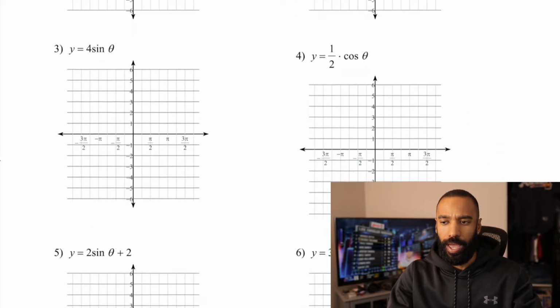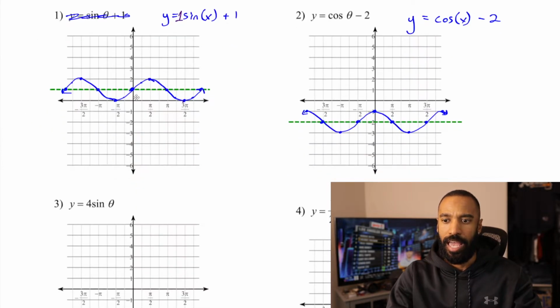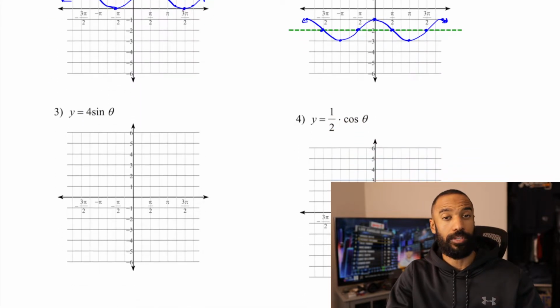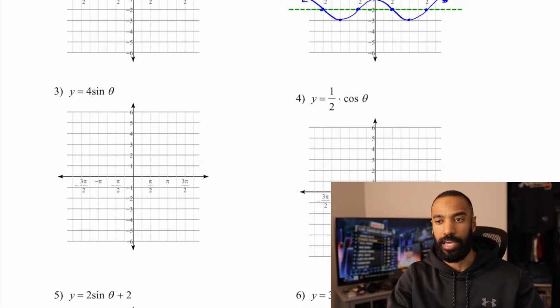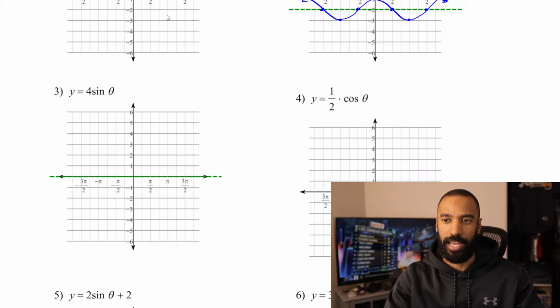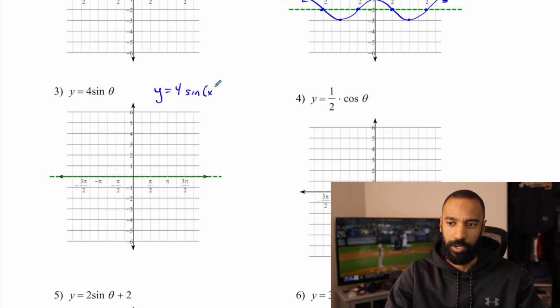All right, numbers 3 and 4 have a new A value. If you refer to A, once again, it is a vertical stretch factor. However much this went up and down before, you're going to multiply by that amount. This amplitude of 4 means these will go up and down 4 units from the midline instead of 1 unit. So this one would have a midline once again at y equals 0.